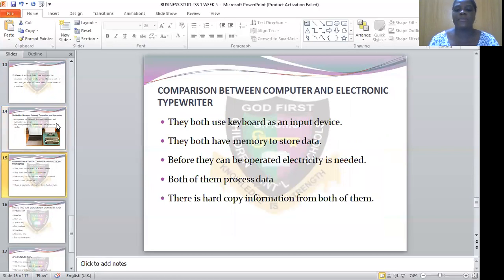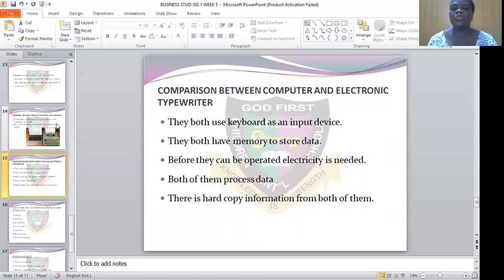Another comparison is between the computer and the electronic typewriter. They both use keyboard as input device. They both have memory to store data. For any data that you are keying in, there is memory to store it. It might have limits, but they both have memory. And before they can be operated, electricity is needed, because the one we are talking about now is the comparison between the computer and the electronic typewriter.